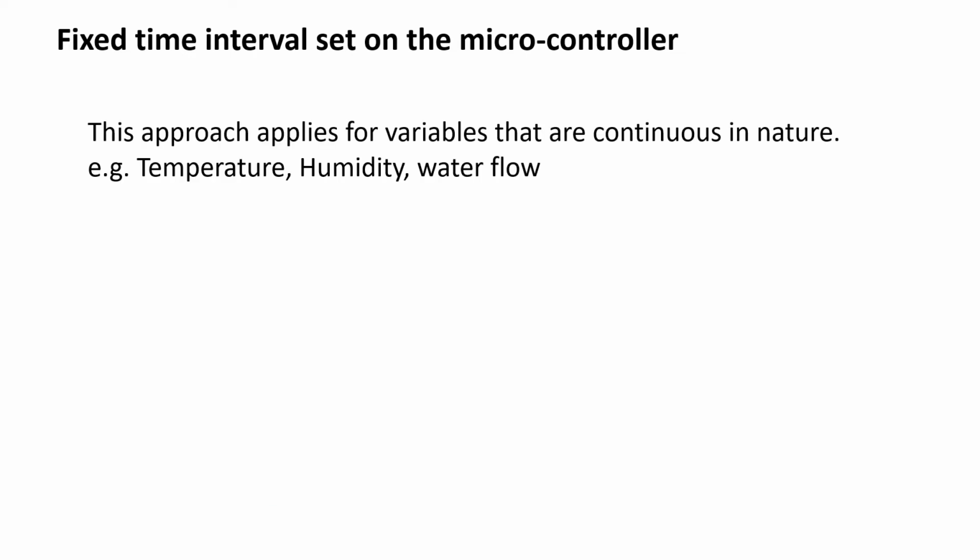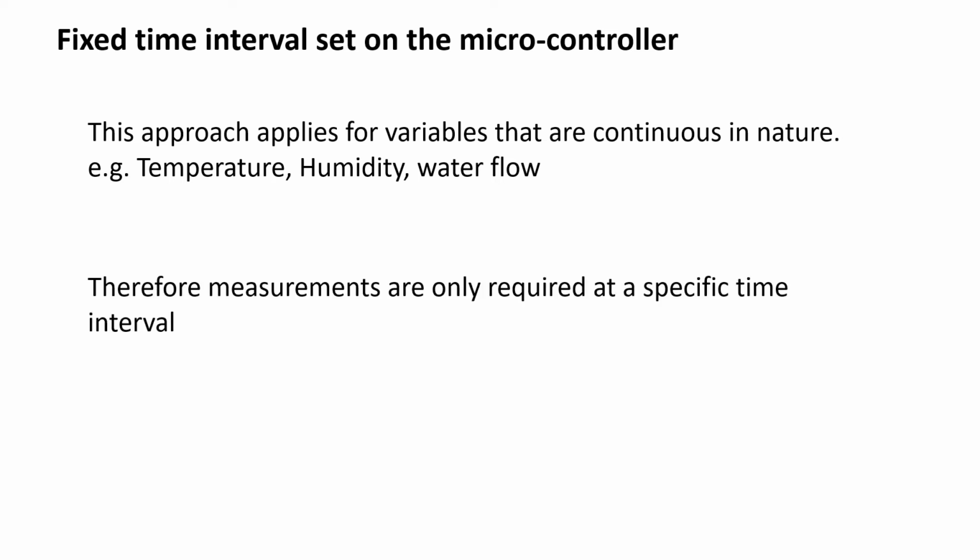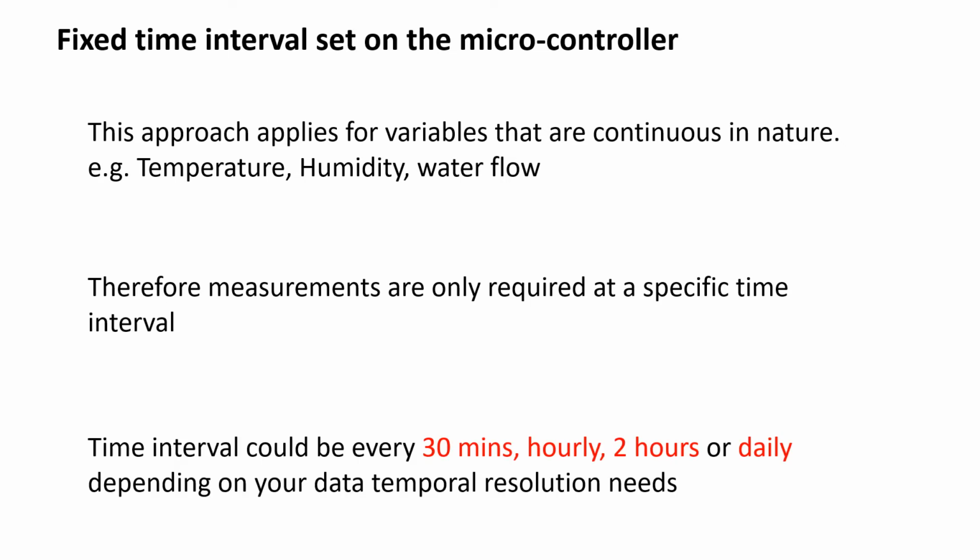to keep time. In the fixed time interval set of the microcontroller, the approach is applied for variables that are continuous in nature, such as temperature measurements, humidity, water flow, and many others. Therefore, measurements are only required at a specific time interval. The time interval could be set to 30 minutes, 1 hour, 2 hours, daily, depending on your temporal data needs.